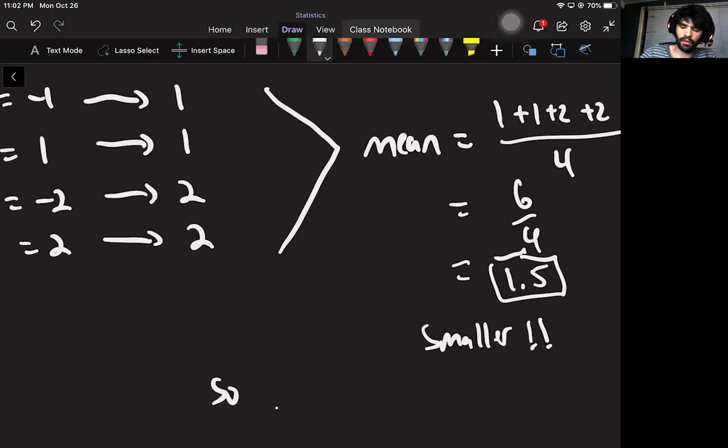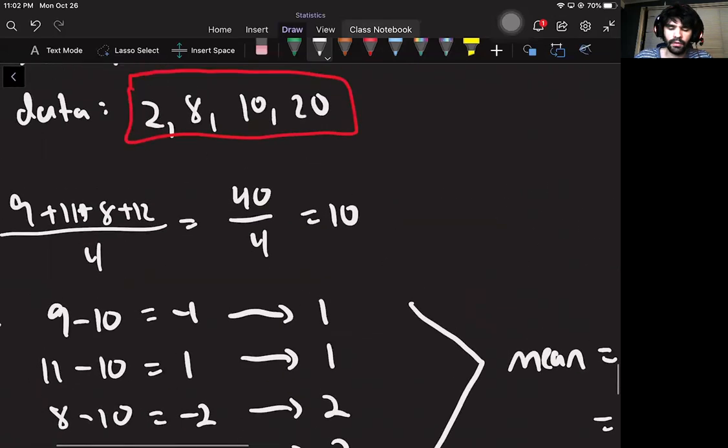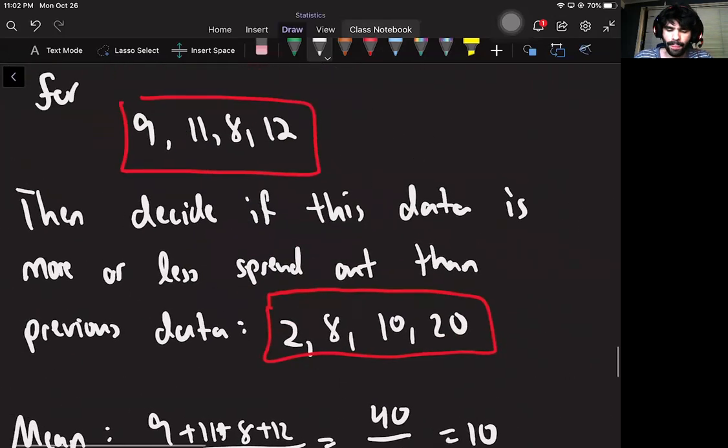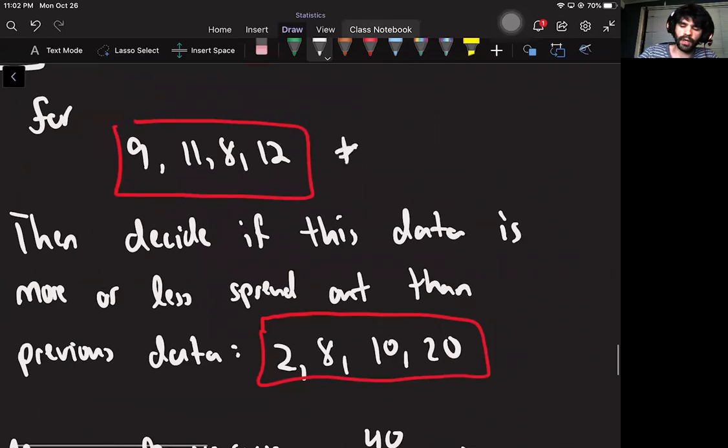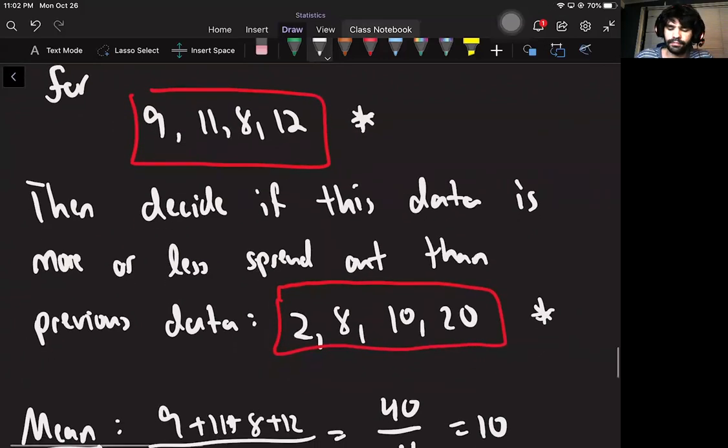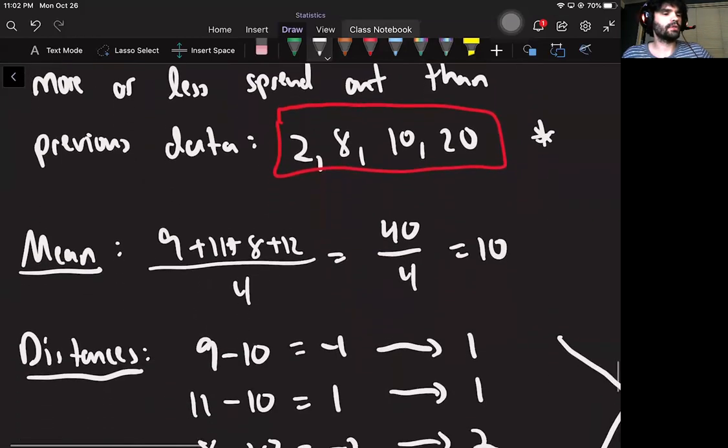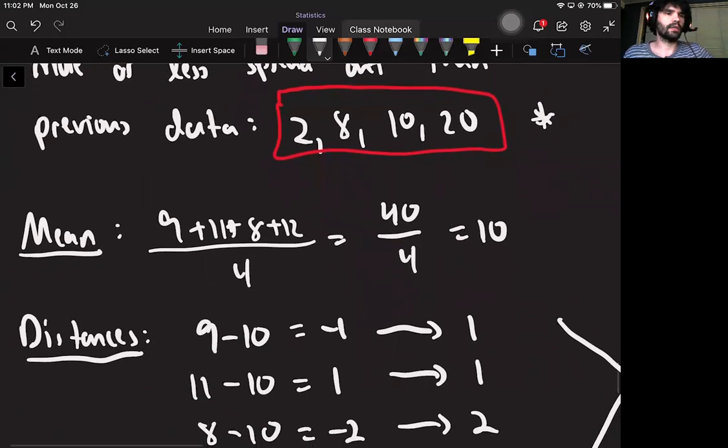So in fact, this data is less spread out than the other set of data, which hopefully you could intuitively see, that these numbers are sort of grouped around 10 much more than these ones down here. They're all kind of far away from 10, except for 8, I guess, but the other ones are kind of far. Okay, so our intuition matches our actual answer. That's always a good thing.